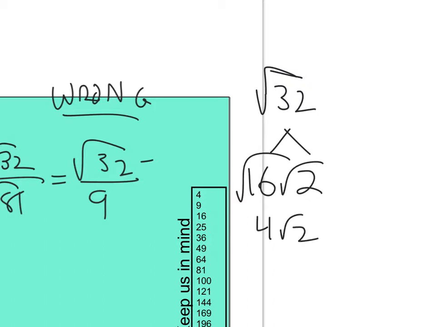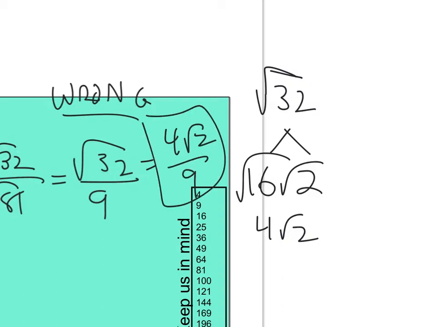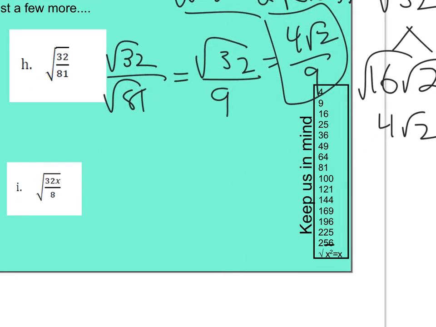So my answer here is going to be 4 square root of 2 over 9. That's going to be my answer. This is right. That's going to be fully simplified. Square root of 32 over 9 is not simplified. So if you do that, technically you'd be wrong.